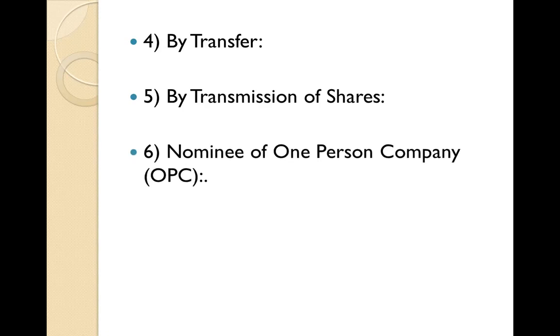Nominee of a one person company, OPC. At the time of establishment of a one person company, in the memorandum of association, the name of the nominee should be mentioned. It means that the nominee of a one person company can acquire the membership.